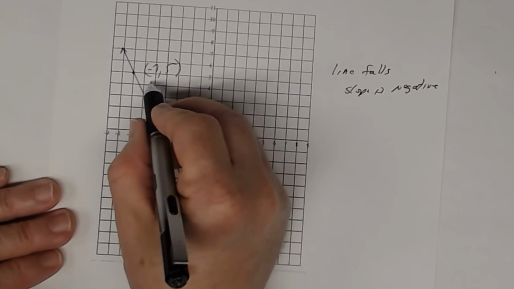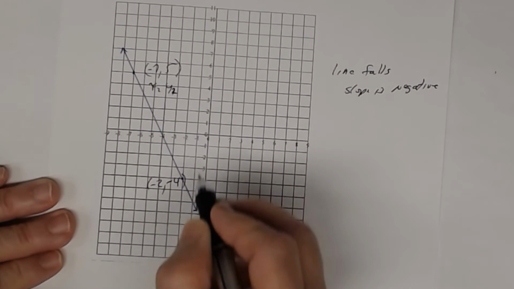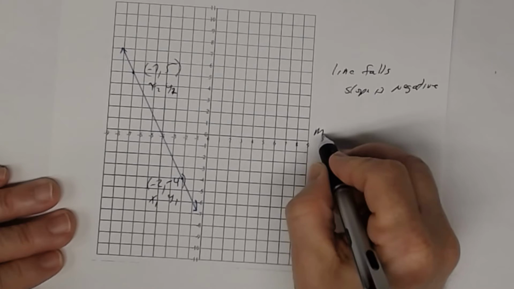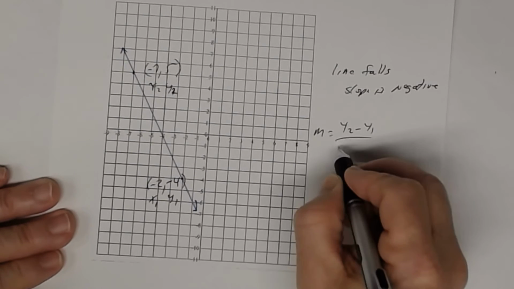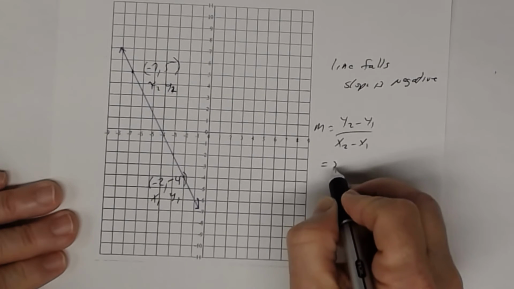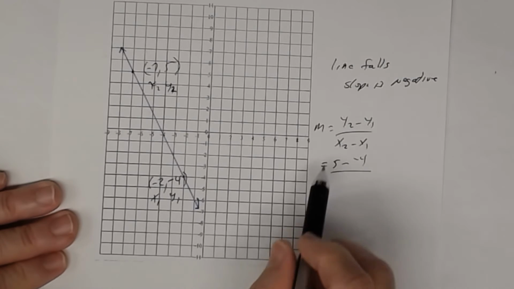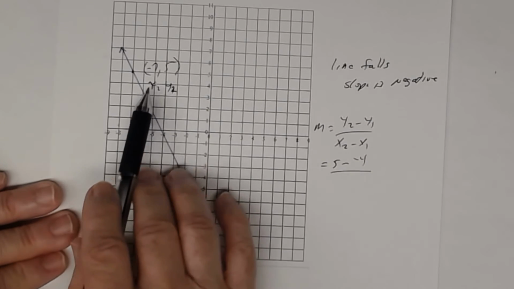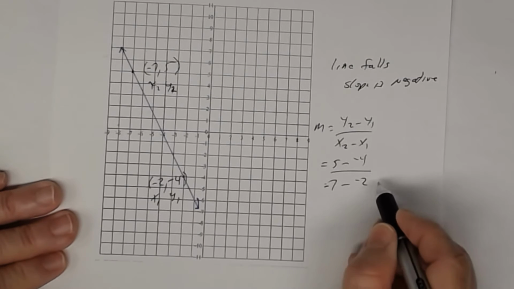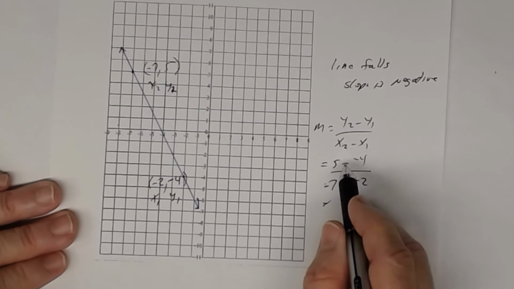All right, and let's go ahead and label the points. Let's call this x2, y2, and this will be x1, y1. So the slope, remember, is y2 minus y1 over x2 minus x1. So y2 is 5, so I get 5 subtract y1, which is negative 4, divided by x2, which is negative 7, subtract x1, which is negative 2. So 5 subtract negative 4, we change the subtraction to addition, so we add the opposite.